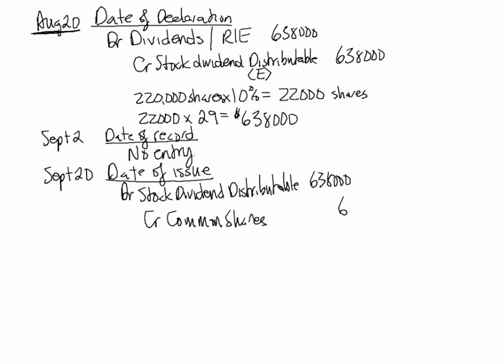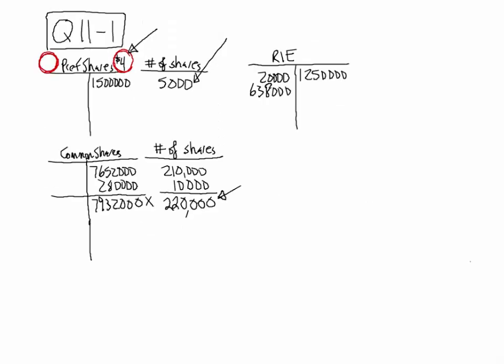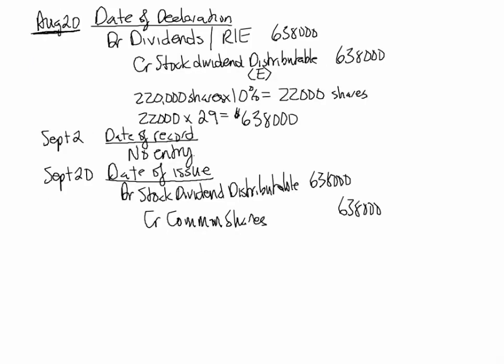At this date, we can now finally update the common share account. 638,000 are going to be credited, and that is 22,000 shares. All right? That's what we're sitting at right now. So now, let's go back here. That was the date of issue on September 20th. Now, what's the next thing that we're going to do?